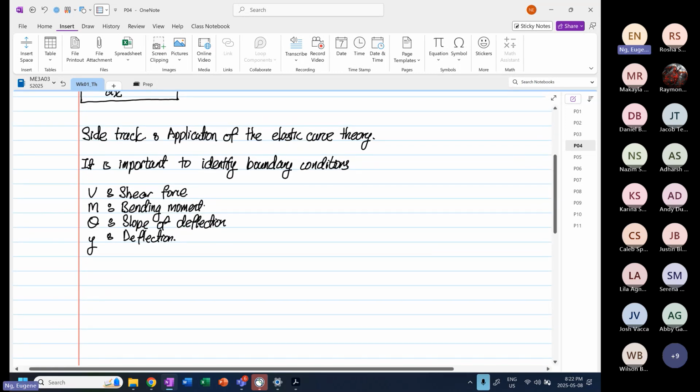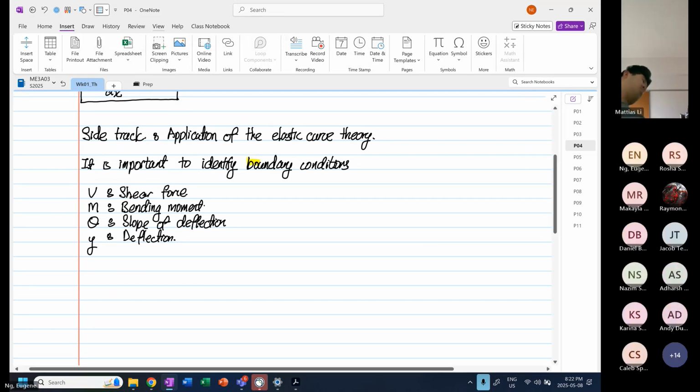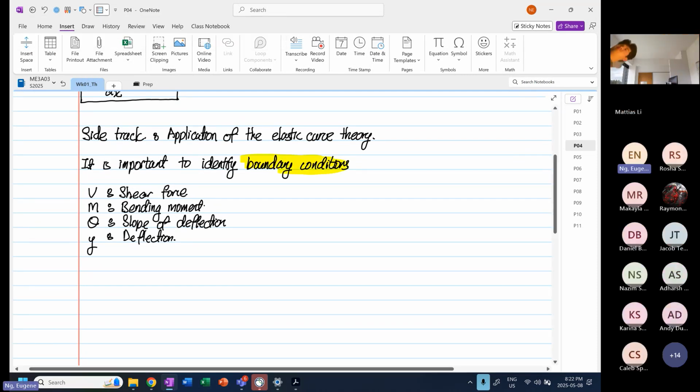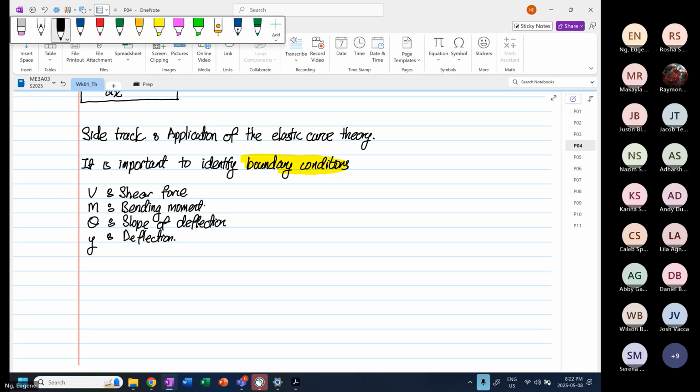So we are now going to focus on boundary conditions. At this stage of your undergrad degree, there are usually 3 configurations or support systems that we will always see. So the first one is what we call simply supported.